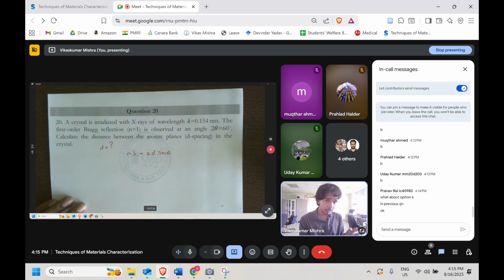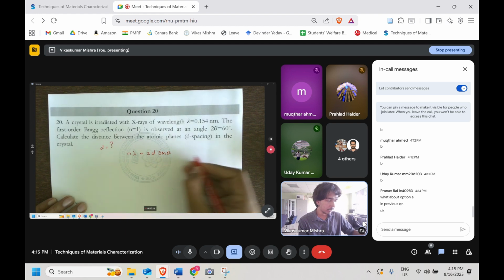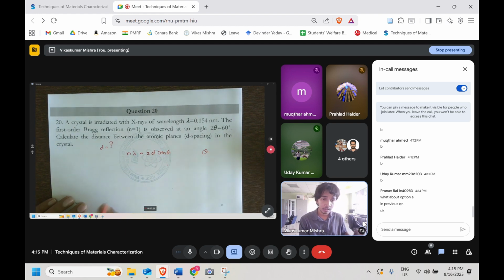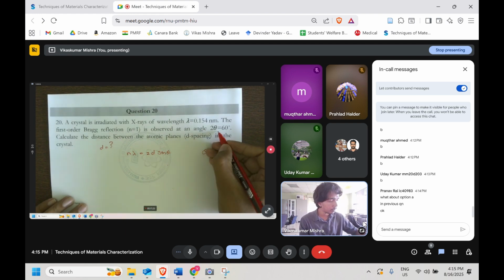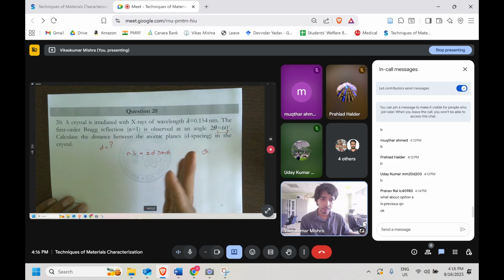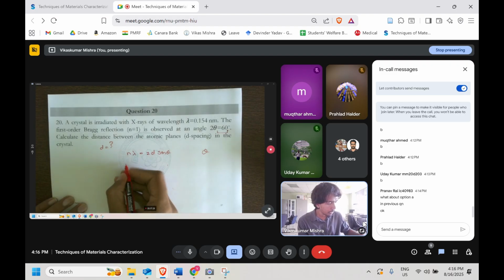See, sometimes students make a mistake. They convert this sin theta directly to theta. One should check what the angle is. The angle is 60, you cannot do that. If the angle is smaller than 1 or somewhere near 1 or 2 degrees, in that case you can do it. Now, the order of reflection is 1, multiplied by the wavelength, which is given as 0.154.